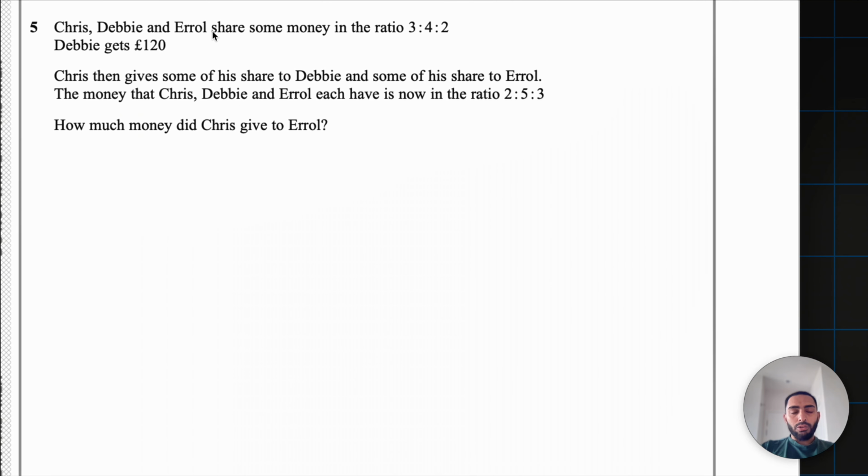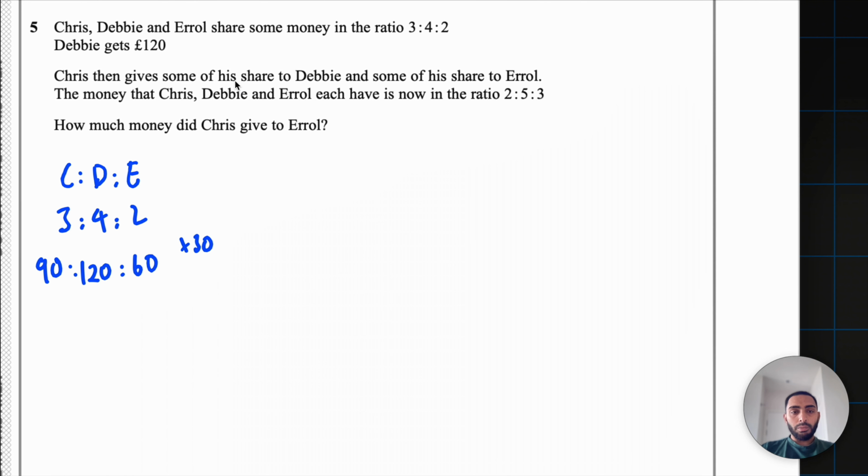Question 5. Chris, Debbie, and Errol share some money in the ratio 3 to 4 to 2. So that's Chris, Debbie, and Errol in the ratio 3 to 4 to 2. And Debbie gets £120. So we'll write 120 below Debbie. I'm going to work out what Chris and Errol get now. Because I can see 4 multiplied by 30 gives me 120, I'm going to multiply both of these by 30 as well. So 3 times by 30 gives me 90, and 2 times by 30 gives me 60. So that might be helpful for the rest of the question.